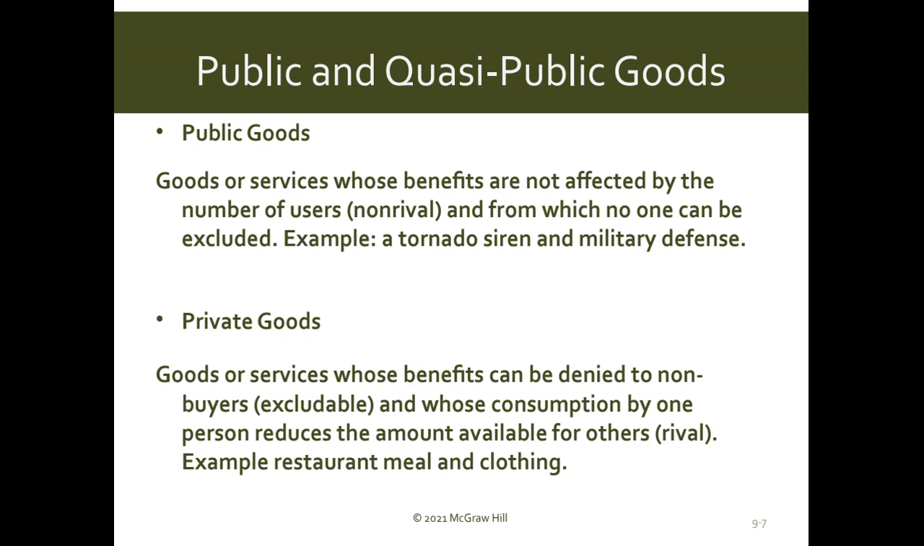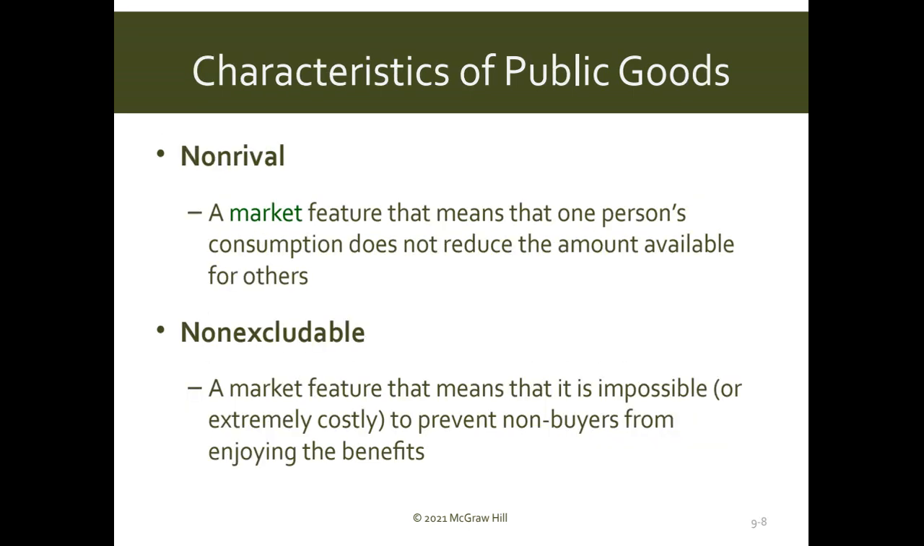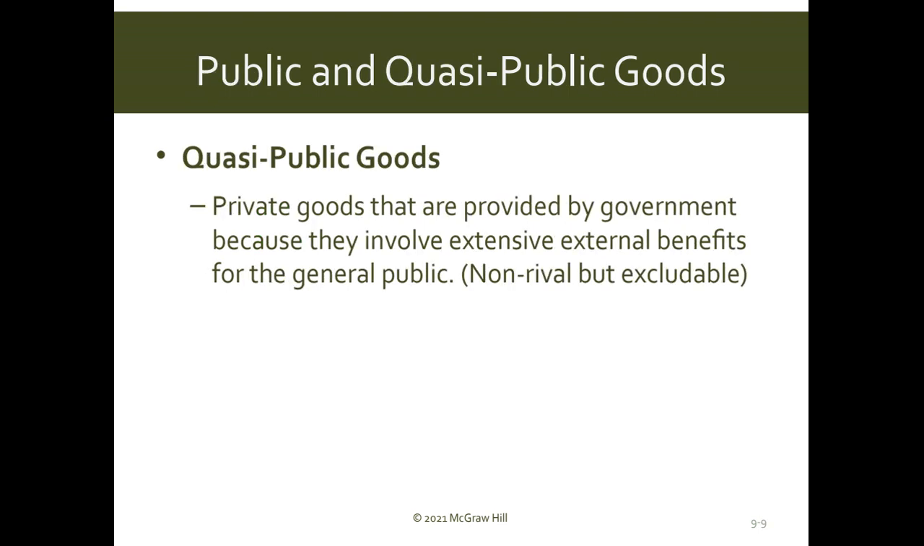So this is the definition of non-rivalry and non-excludable. So you just read it. I don't have to read this. Quasi-public goods are private goods that are provided by government because they involve extensive external benefits for the general public, non-rival but excludable. These goods are normally provided by the government, and I'll give you examples later in this chapter.